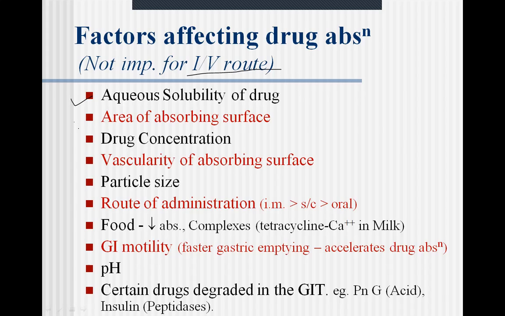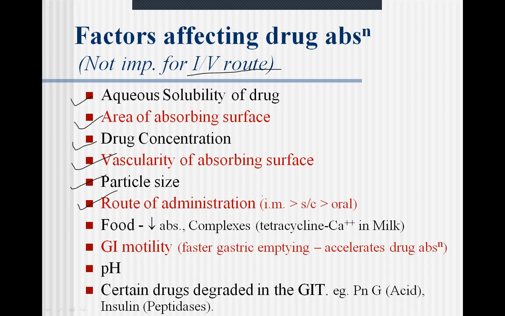Another point is that it would depend upon the area of absorbing surface. By default, the ileum or the small intestine is the part where the drug is maximally absorbed. Then the drug concentration, as I said, movement from a higher concentration to a lower concentration. The vascularity of the absorbing surface: higher blood supply favors drug absorption, lower blood supply is somewhat ample. Particle size: smaller particles tend to get in easily, larger particles require special mechanisms to enter.